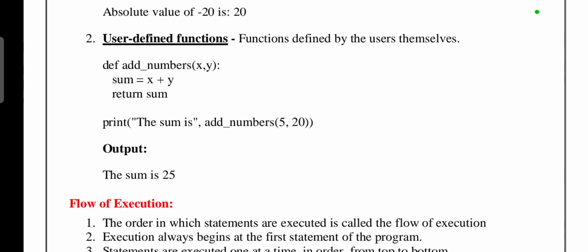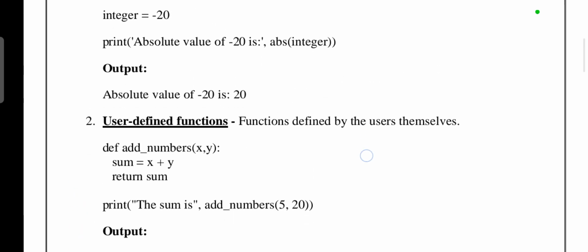We define the variables x, y in the function. Sum equals x plus y, and we can use the two numbers in place of x and y, 5 and 20. So the value is sum equals 5 plus 20, and we return the sum value. Here the output is: the sum is 25. Here we defined the function add_numbers. These are the two types of functions: built-in functions and user-defined functions.